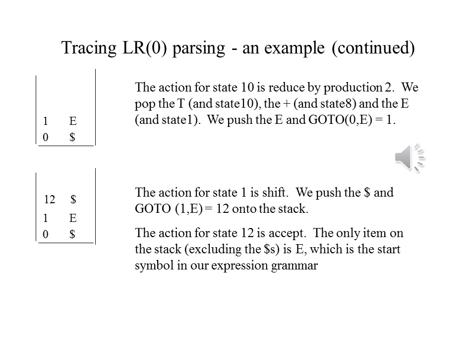The action for state 1 is shift. We shift our current token, the end of file marker, onto the stack with the go-to of state 1 and end of file. We get state 12, the acceptance state. We have successfully parsed our expression.